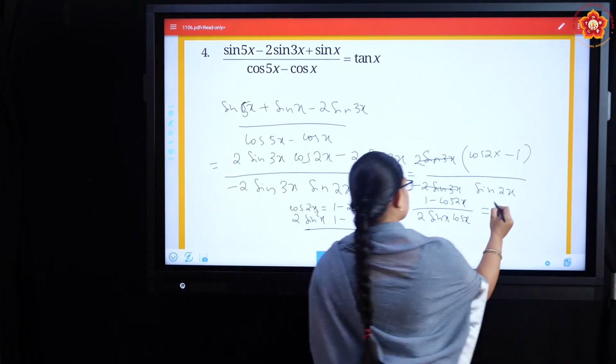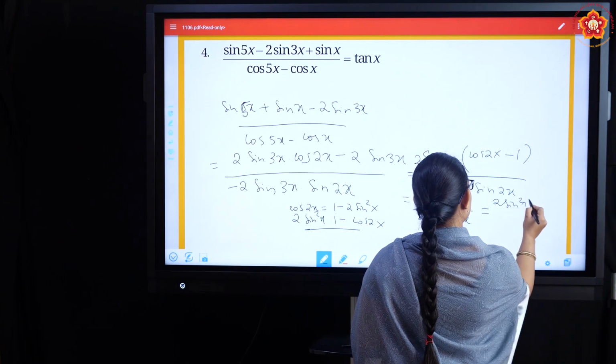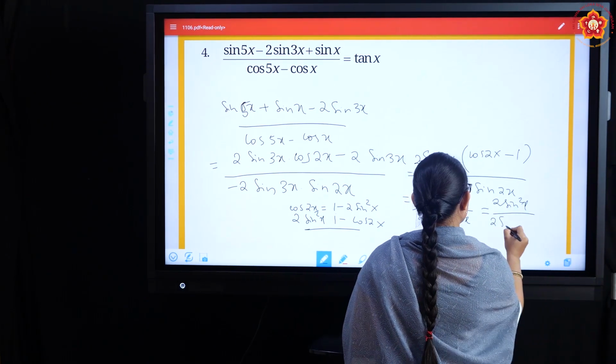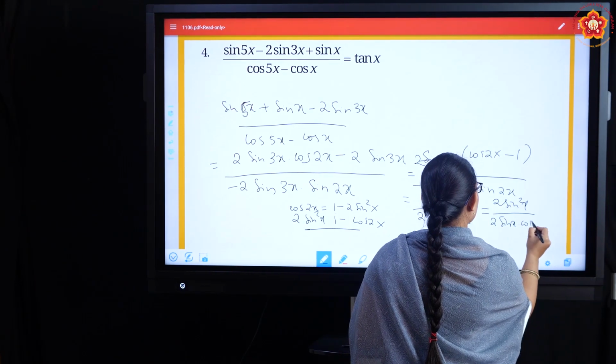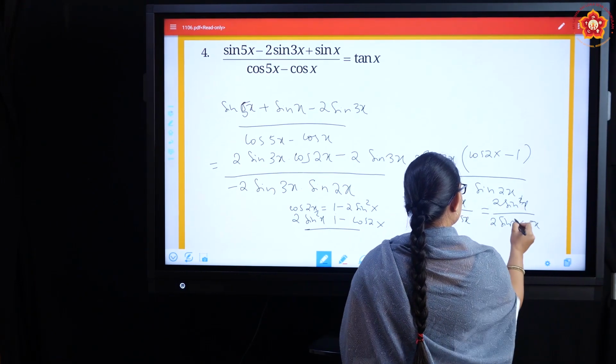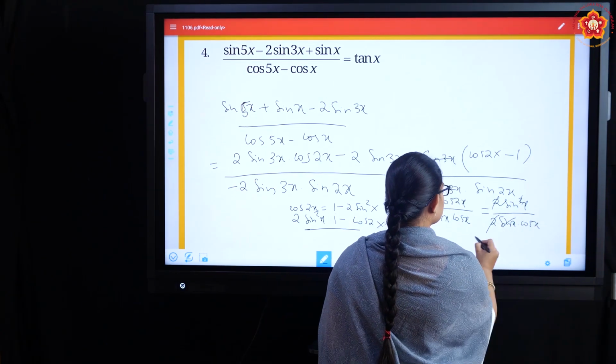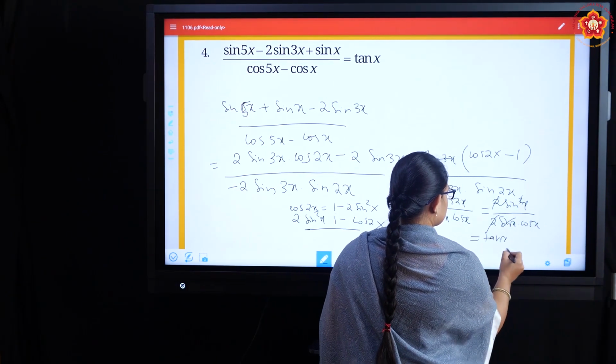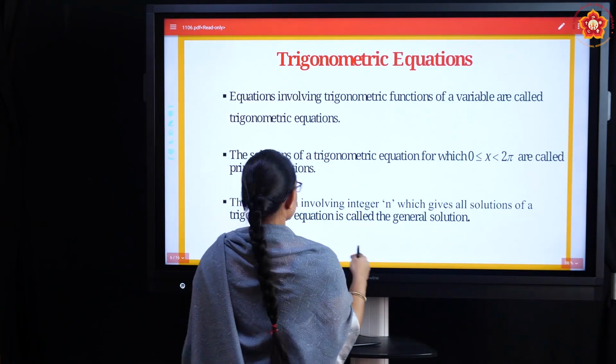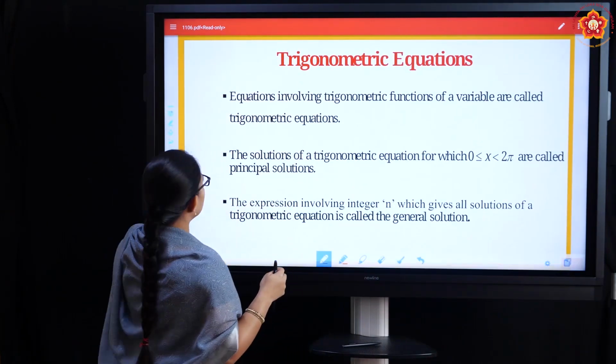So therefore I can substitute here 2 sin square x divided by 2 sin x into cos x. So sin x I can cancel, 2 I can cancel, so what remains is sin x by cos x, which is nothing but tan x. Now let us discuss trigonometric equations.